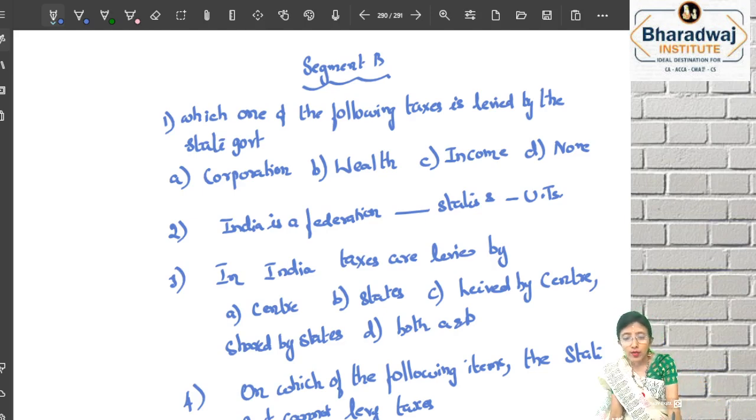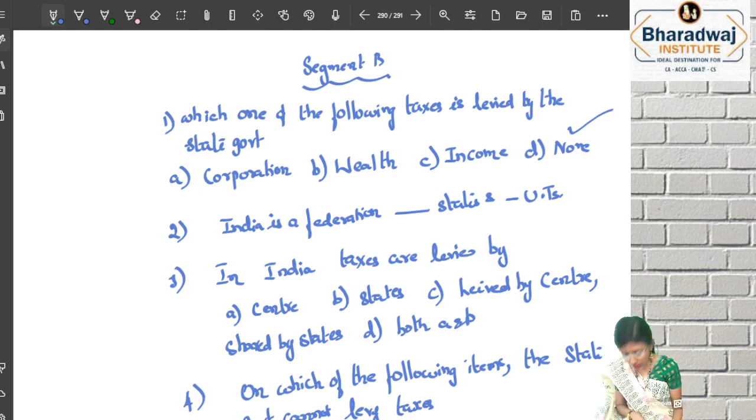Okay. First one. Which one of the following taxes is levied by the state government? What is the answer? None of the above. Tick mark. Everything is given, determined, levied. So that is a very important point you have learned today.